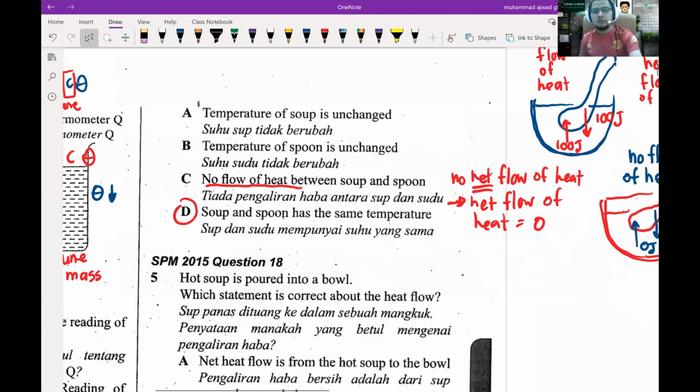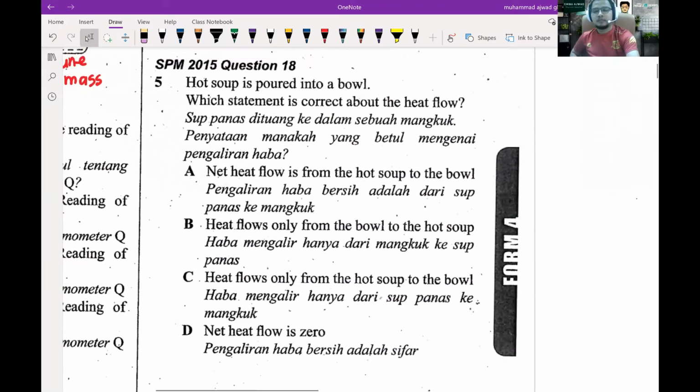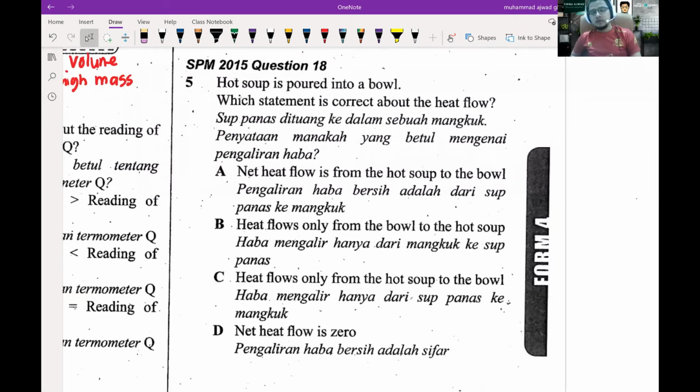Alright. So diulang balik 2015 tapi tak ada gambar sup. Diulang balik cuma dia tak ada gambar sup. Yang ada dia tulis hot soup is put into a bowl, which statement is correct about the heat flow. Okay, so net heat flow. Tapi soalan ni pun sebenarnya tak berapa lengkap sebab dia tak beritahu pasal thermal equilibrium. So soalan ni sebenarnya tak berapa nak lengkap. Okay. So sebab selalunya dia memang akan letak ni thermal equilibrium. So thermal equilibrium, the answer will be net heat flow is 0.